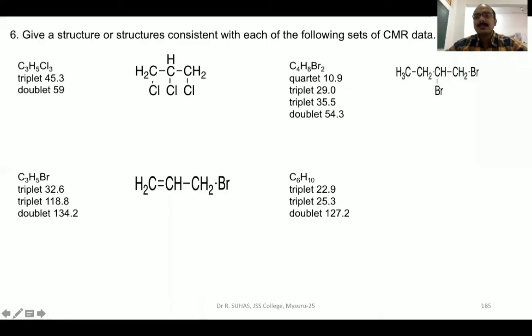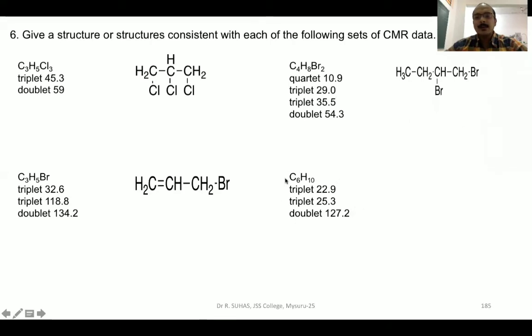the structure is this. So this is 10.9 because it is a quartet, and this is 29. You have to give 29 for this and 35.5 for this because this carbon is directly attached to bromo, whereas the middle carbon is having 54.3 and it is attached to bromo. So this is the probable structure based on the data given.